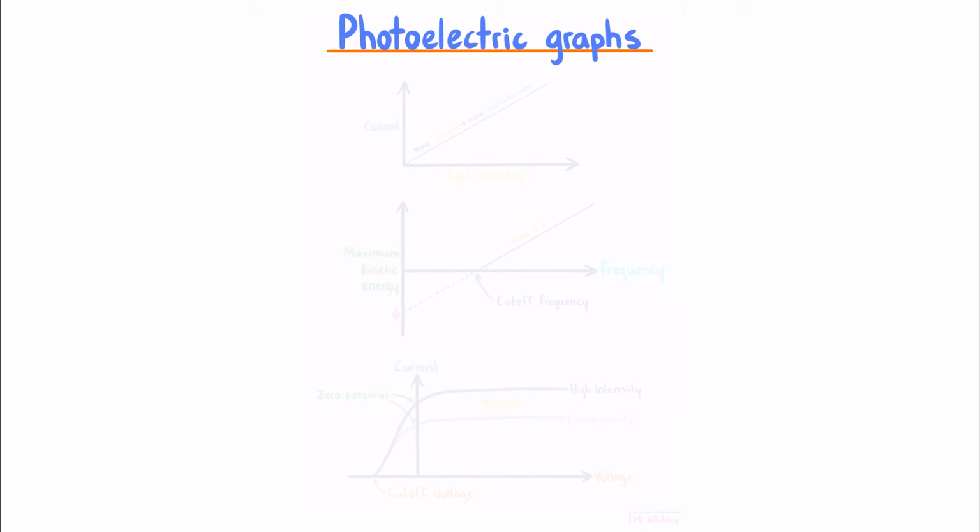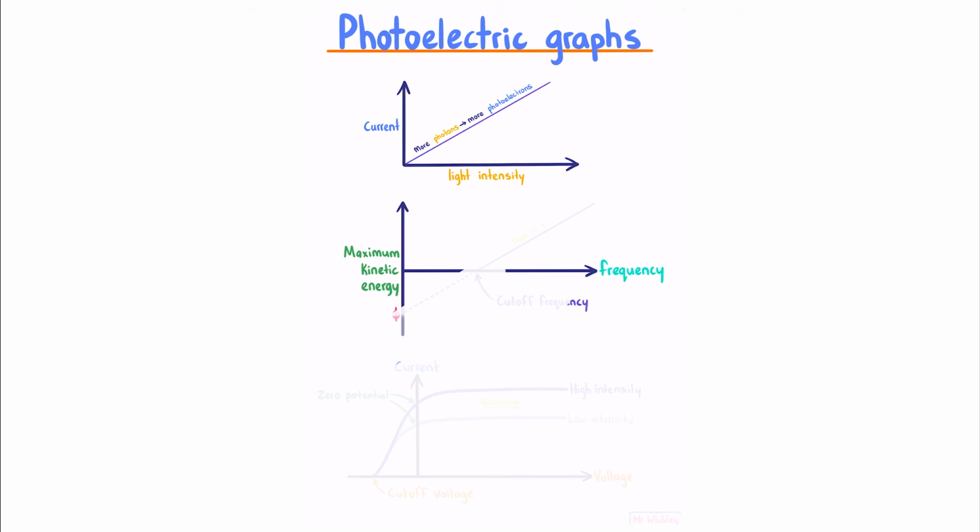Photoelectric graphs. Graphing the intensity of light versus the current in the circuit, we observe an increasing trend because a higher intensity means more photons, which means more photoelectrons, which means more current. Plotting our frequency versus our maximum kinetic energy, we see that below a cutoff frequency, our kinetic energy is negative, meaning there is no emission. In order to eject electrons, the minimum energy we must provide is the work function of the metal. Above this cutoff frequency, our slope is h, as E is equal to hf, where this is our y, this is our x, and this is our gradient m.